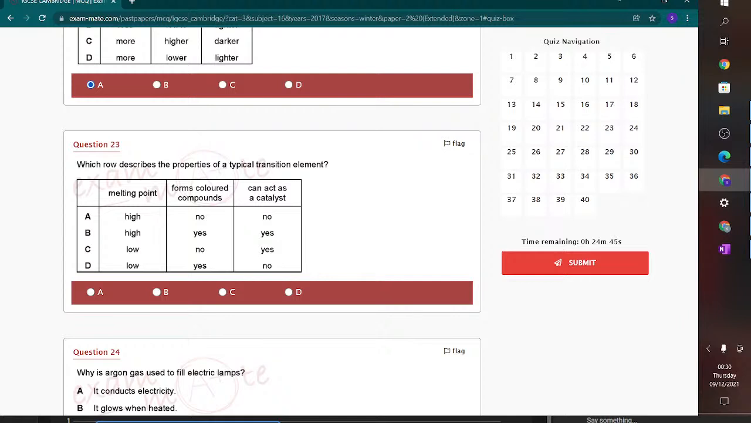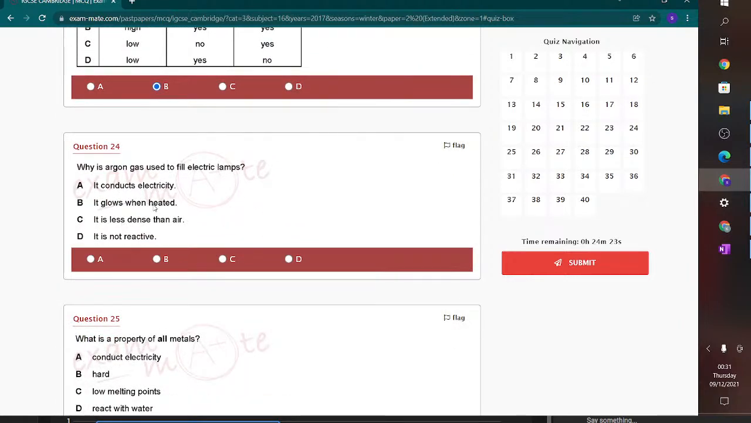Which row describes the properties of a typical transition element? Melting point high, forms colored compounds, can act as a catalyst. Transition elements have colored compounds, so that's a yes there. Yes and high. So the answer is B. Why is argon gas used to fill electric lamps? It is unreactive. It is a noble gas, and it is not reactive in nature.